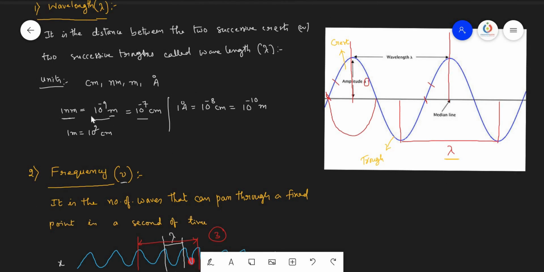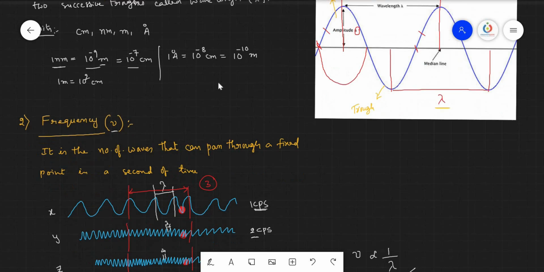We know that 1 nanometer equals 10 power minus 9 meters, and 1 meter equals 10 power 2 centimeters. So, here if you substitute 10 power 2, you will get 1 nanometer equals 10 power minus 7 centimeters. Similarly, 1 angstrom equals 10 power minus 8 centimeters or 10 power minus 10 meters.